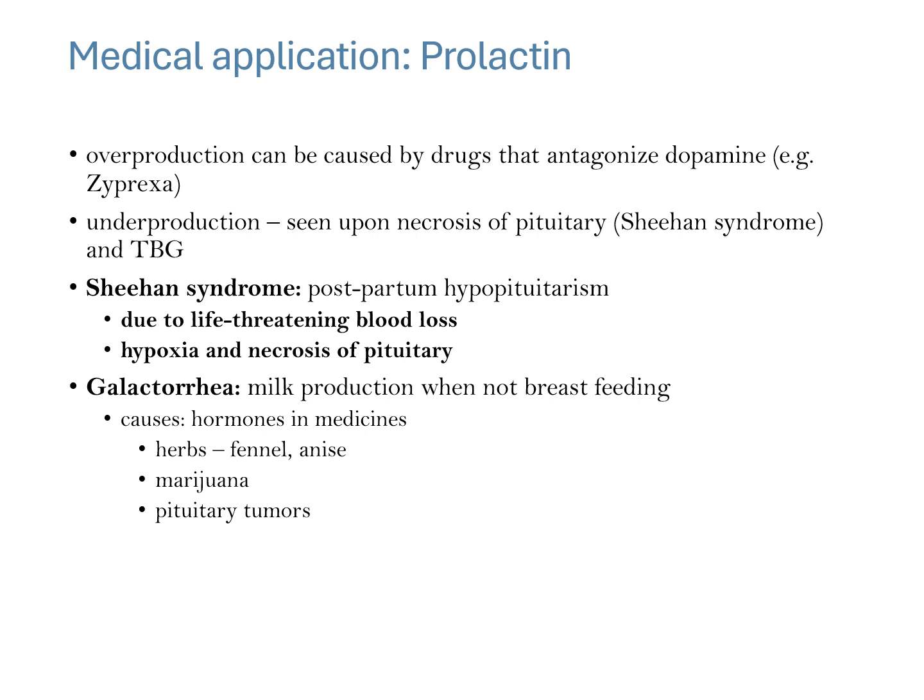Galactorrhea is really interesting. This is a disorder which results in milk production when not breastfeeding. There are hormones in certain medicines that can cause this. Herbs like fennel and anise can cause this. Marijuana can cause this. It's probably most often caused by pituitary tumors. Now remember, prolactin is going to require oxytocin for the actual milk letdown response.